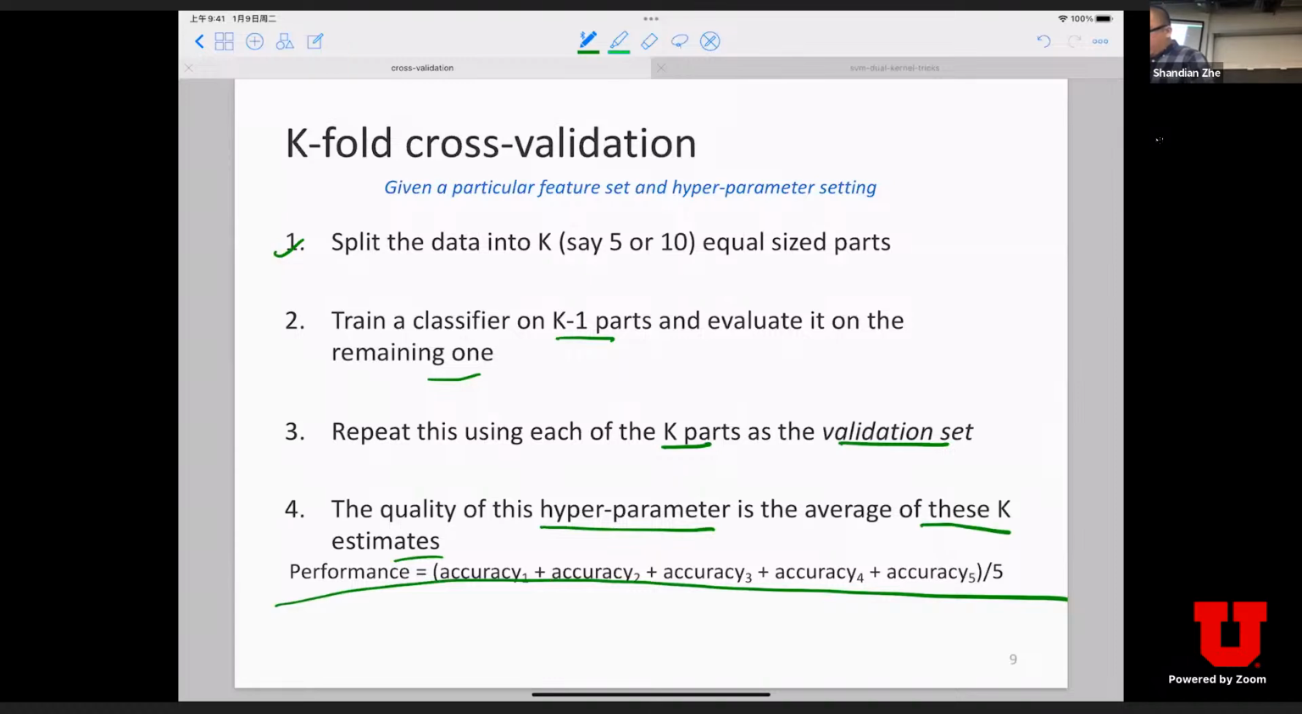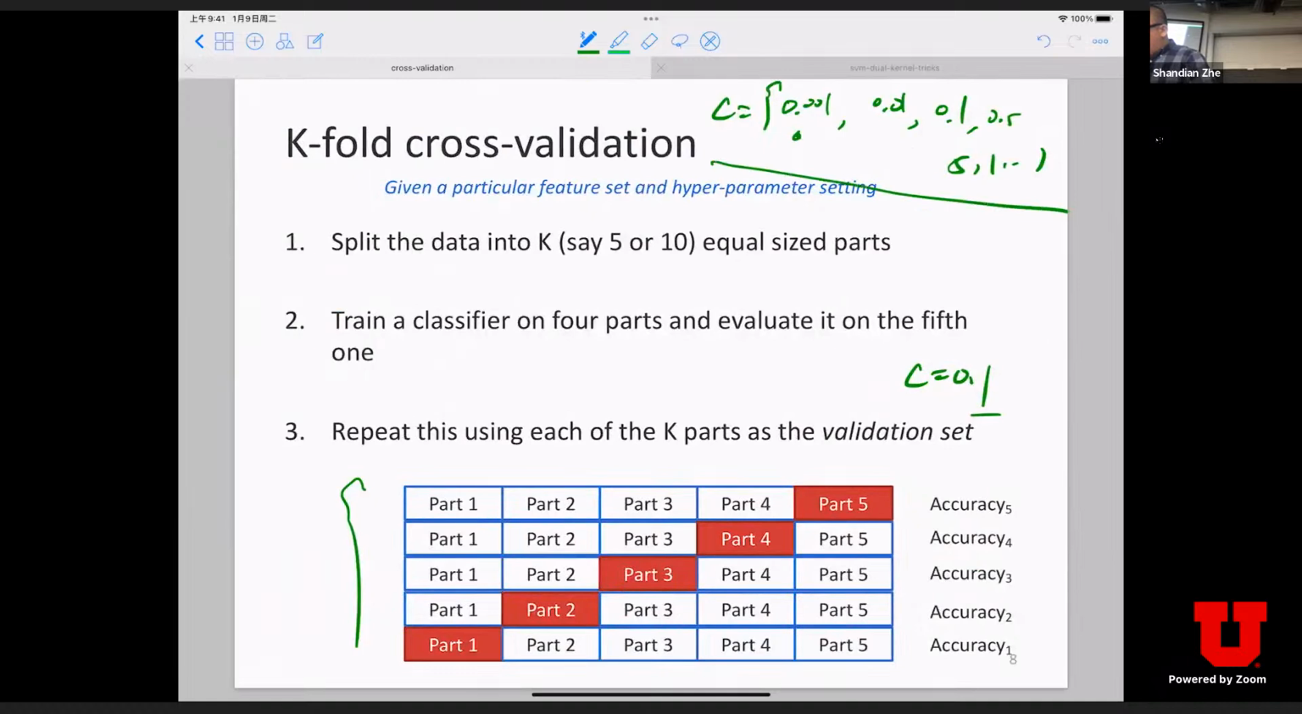Suppose from this set, your best choice of C is 0.1. You're done with your k-fold cross-validation. Now you can safely use C equals 0.1 to train your model on the whole data set. In that case, you won't need to partition the data set anymore. You just leverage the whole data set information with this best C to train your model. This is called cross-validation. Any questions so far?